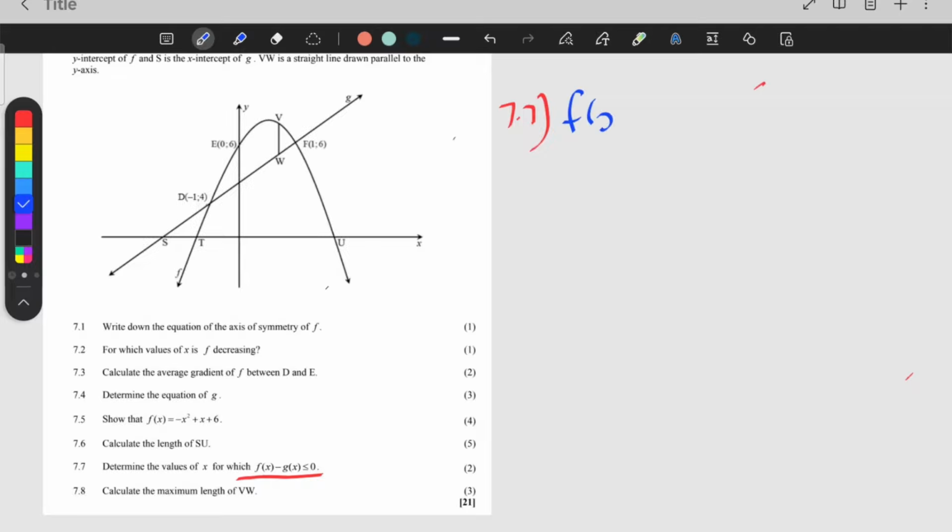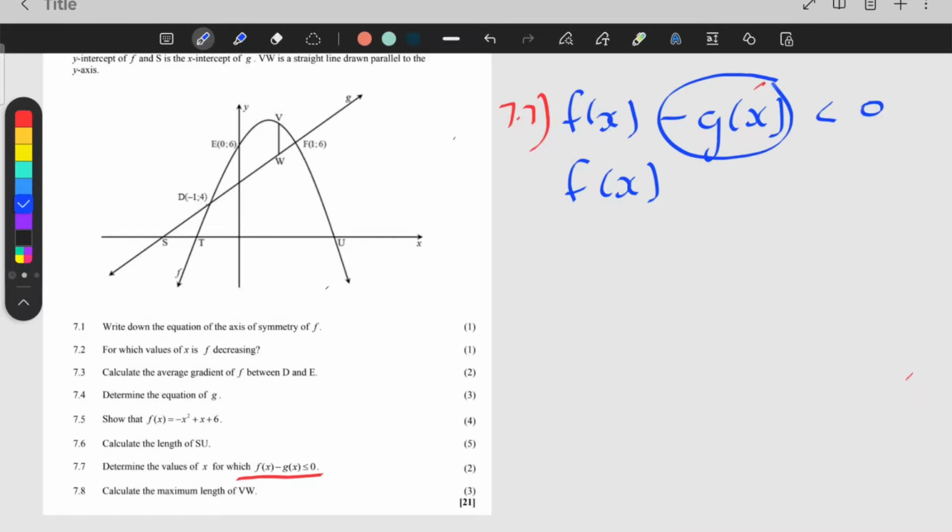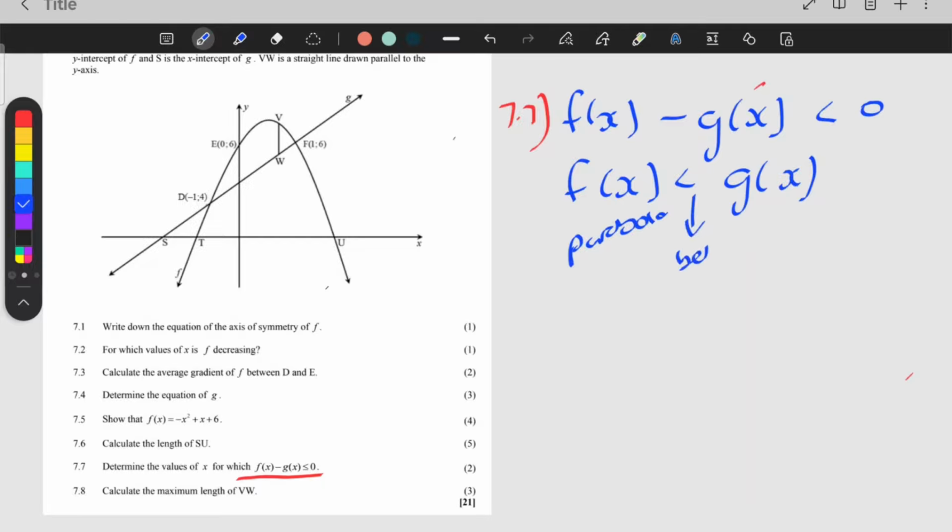So where is f of x minus g of x less than 0? Another way of asking this question is where is f of x, take this negative g of x over and just take it to that side. And that's the question. Where is the parabola? This means below, because it's less than the straight line.